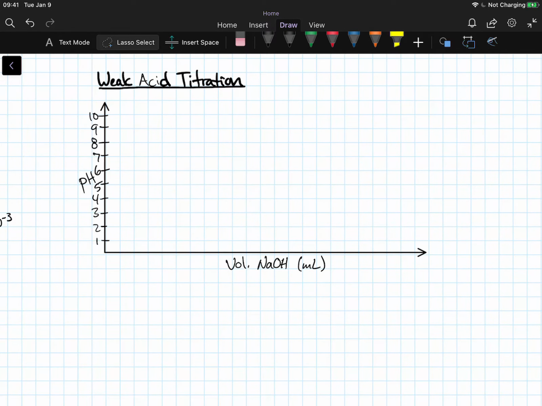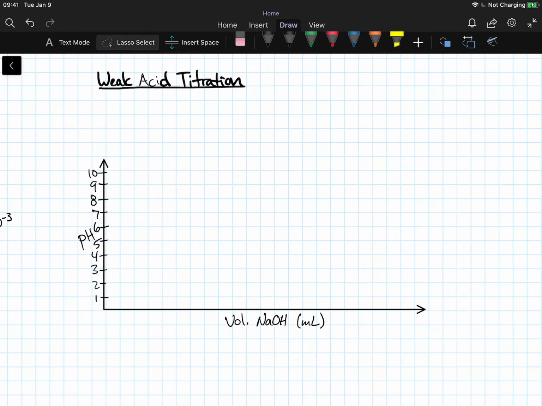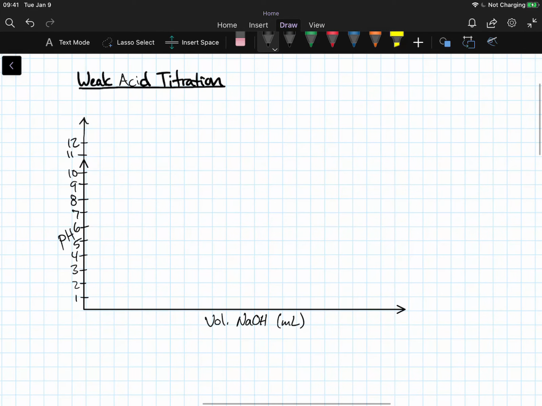And of course, I didn't make it tall enough, so let's just extend this a little bit. Okay. So the pH should have started off somewhere around 2 or 2.5, and that was with 0 of the NaOH added. And as we added NaOH, the pH should have gone up.